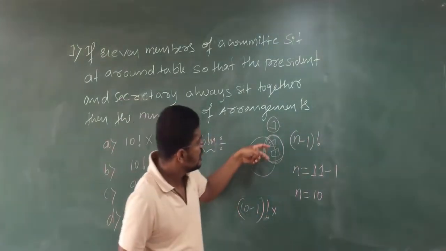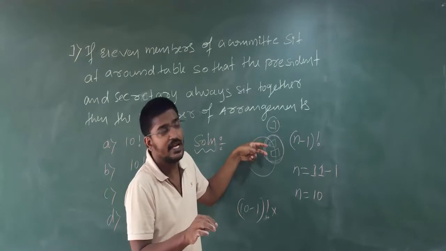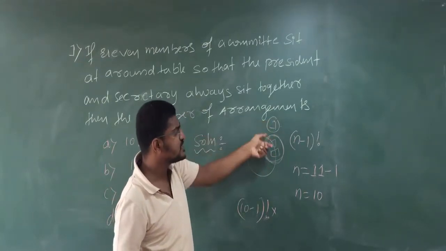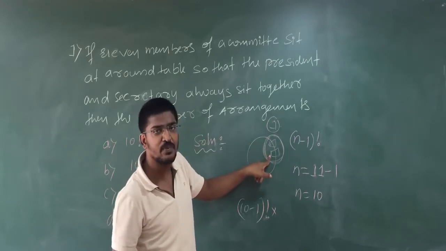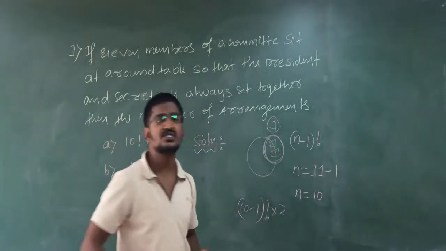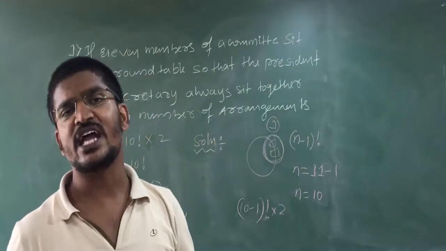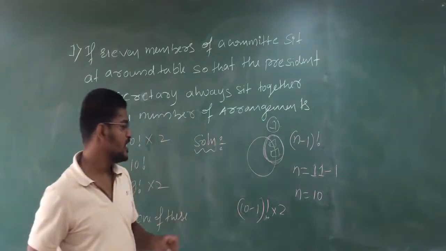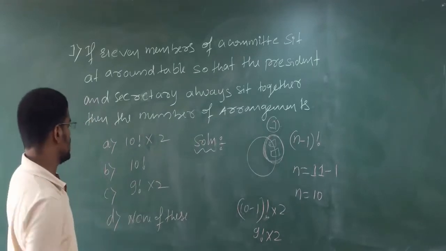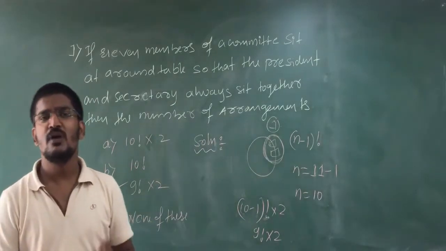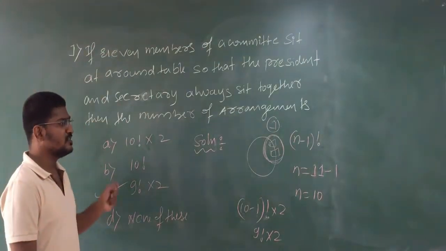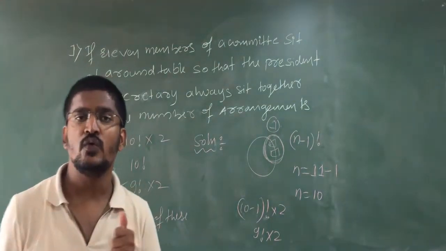Why? Because these two members are side by side, but here only you can change them. In this only you can change the seats, first place and second place. If I change these two, here you have two choices, so n minus 1 factorial multiplied with 2. That means 10 minus 1 factorial multiplied with 2. So your answer is 9 factorial multiplied with 2. Have you got my point? Clear, students? I think this problem is very much clear to you.